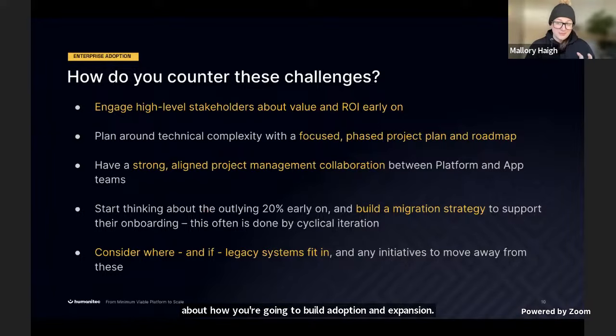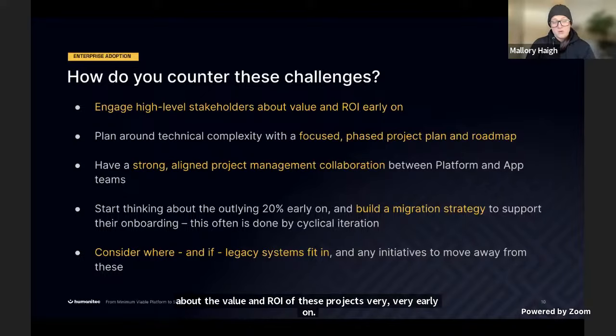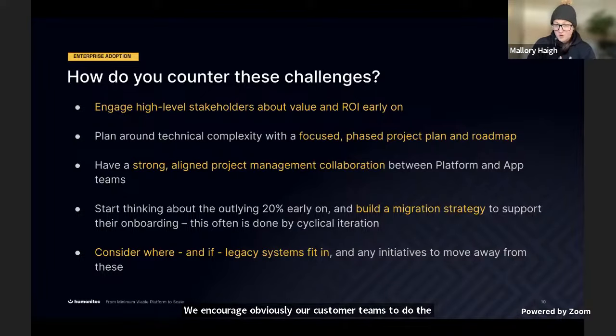So the high level TLDR of how we decided that we would challenge or counter these challenges, and what we do to go against them, is a couple things. We engage high level stakeholders about the value and ROI of these projects very, very early on. We encourage, obviously, our customer teams to do the exact same. We plan around technical complexity with a focused, phased project plan and roadmap.